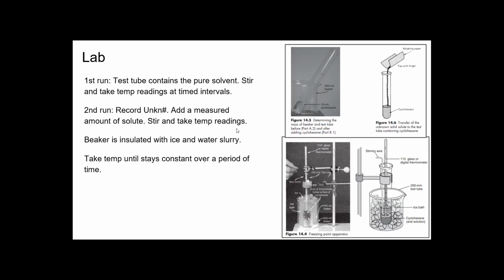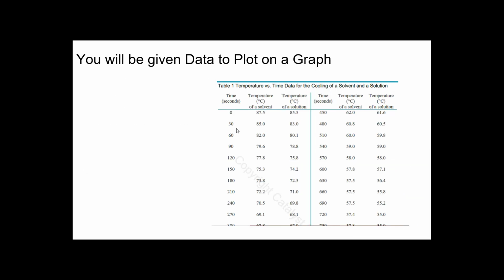This is a lab that I do at another school. This is not the same here, but you kind of get how we set it up. We have a bunch of ice, and then we get the freezing point temperature of the pure solvent, and then we add an unknown solute to it, and we keep track of the time, and we determine the freezing point again. So in your PDF, this is an example of what you're going to be given. You're going to be given a whole bunch of data points with time and temperature.